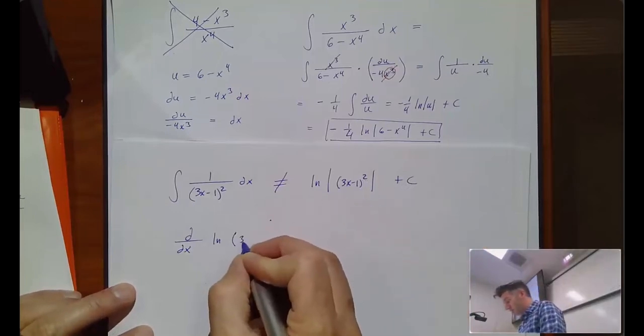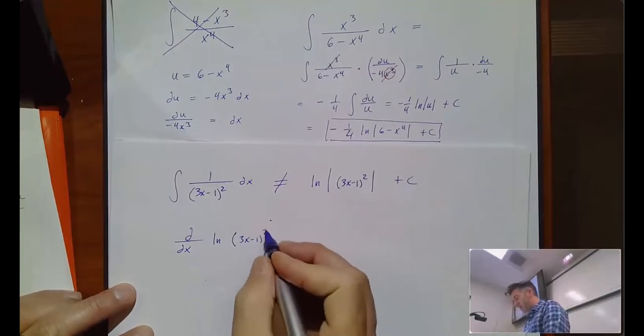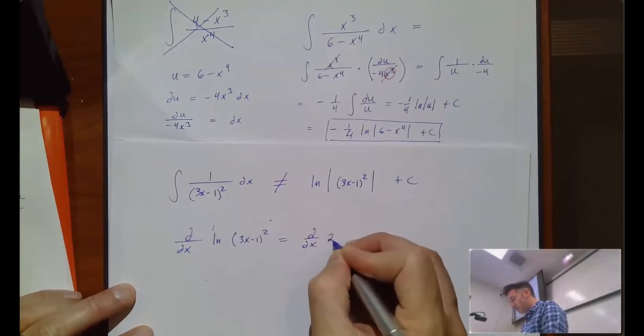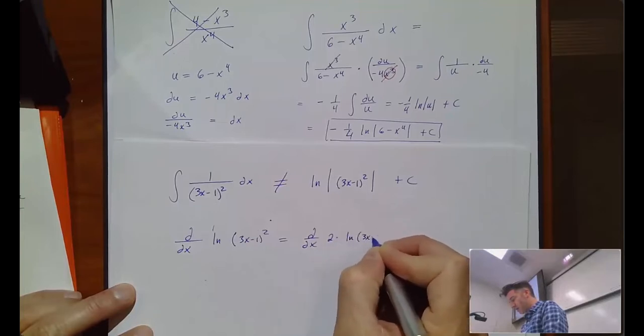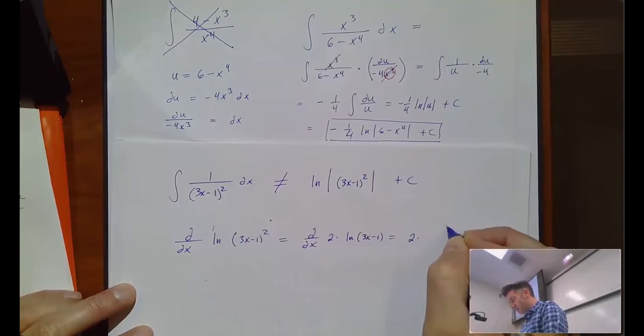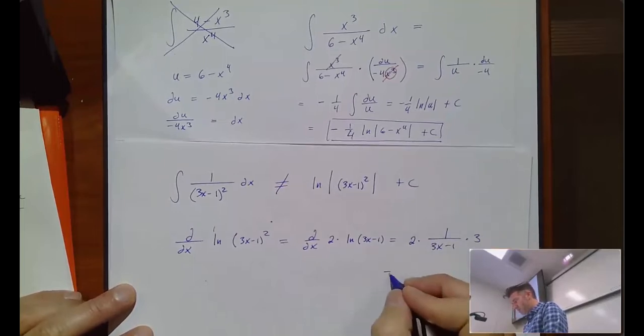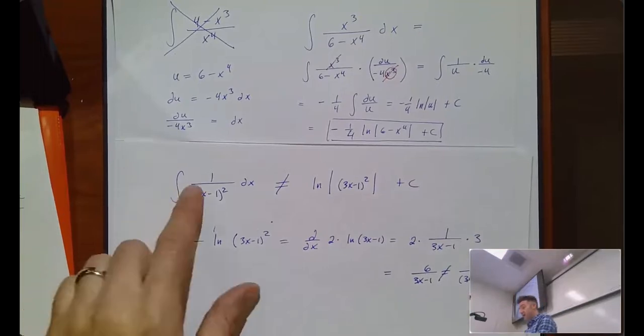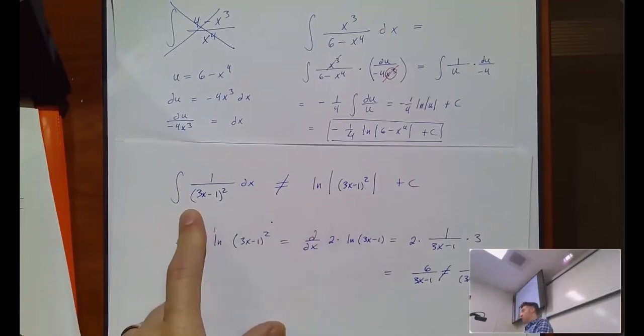So the derivative of the natural log of 3x minus 1 squared, I can actually bring that 2 down in front and say it's the derivative of 2 times the natural log of 3x minus 1, which is 2 times 1 over the stuff times the derivative of the stuff, which is 6 over 3x minus 1, which definitely is not 1 over 3x minus 1 squared. So that's not the antiderivative because its derivative isn't the thing you started with.